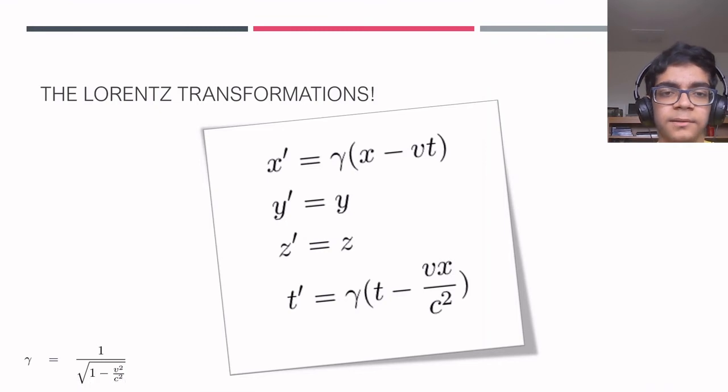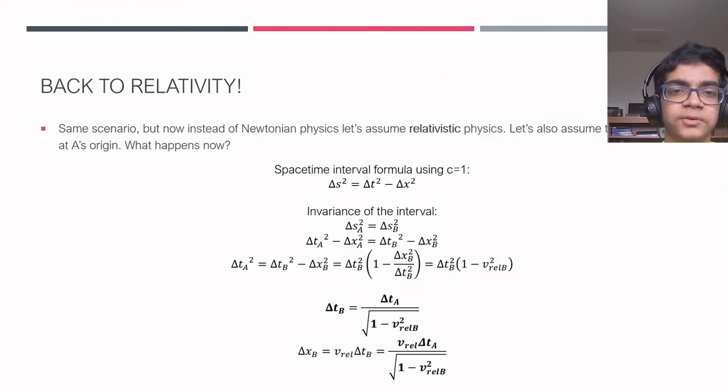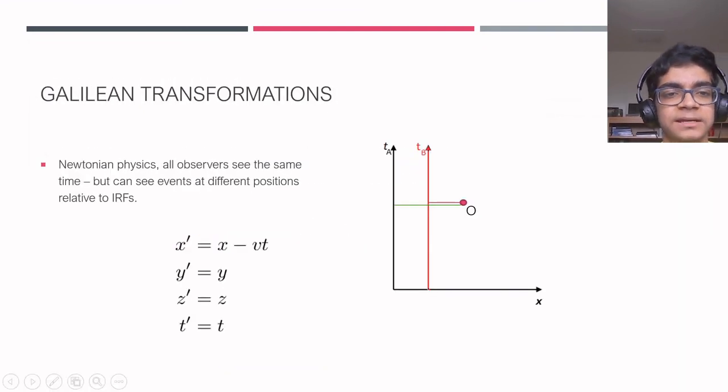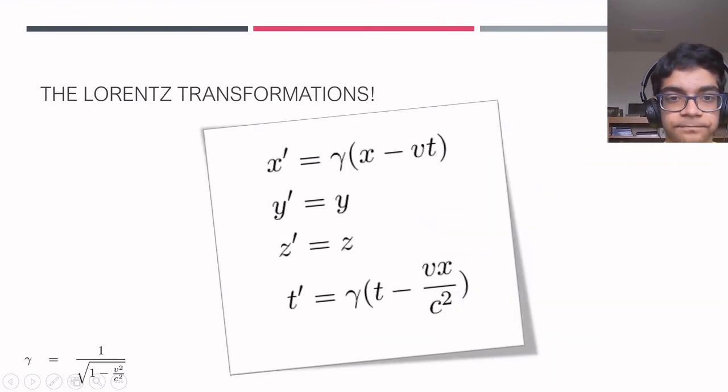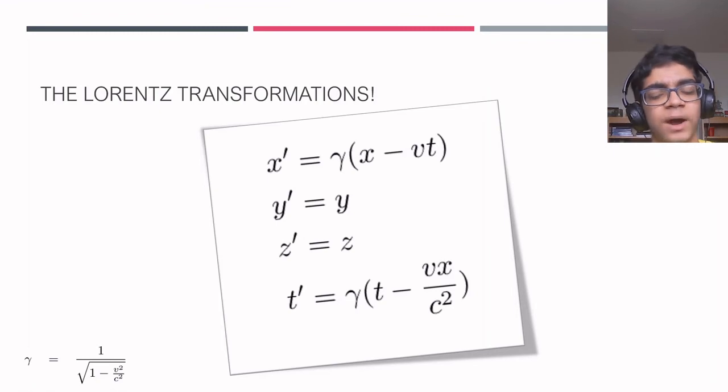Well, here we have x prime equals gamma, which is our lovely little constant in the bottom left, times x minus vt. Note the difference here between this and the Galilean transformation, which does not have this gamma, and is just x minus vt. So we get the same things for the y and z terms, because once again, we simply aren't moving in the y and z directions.